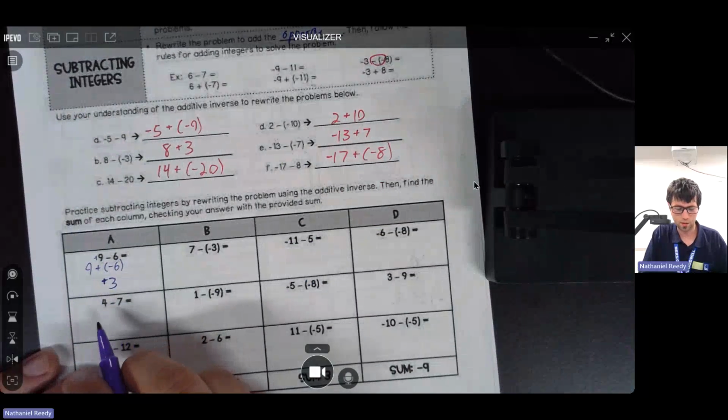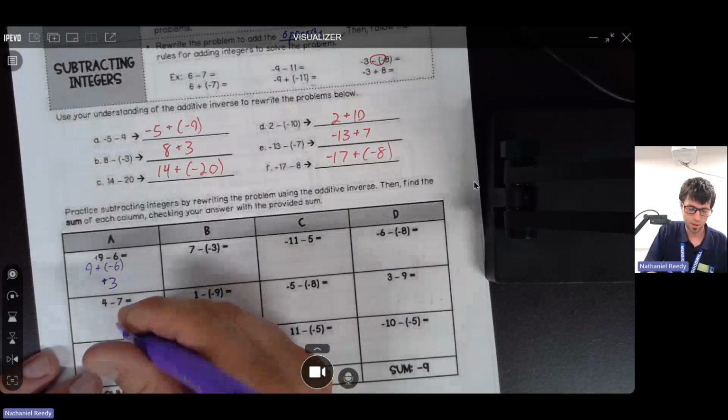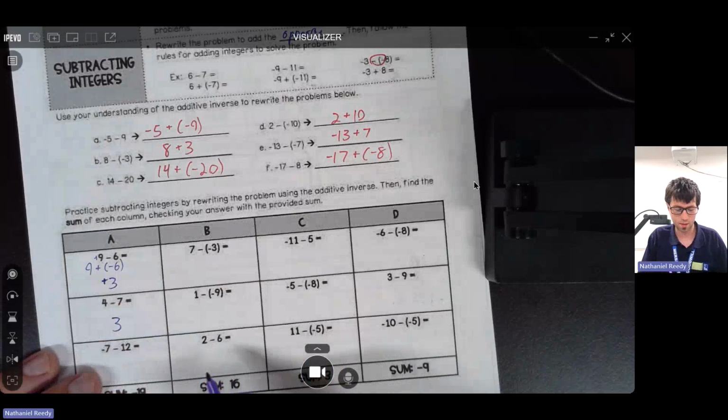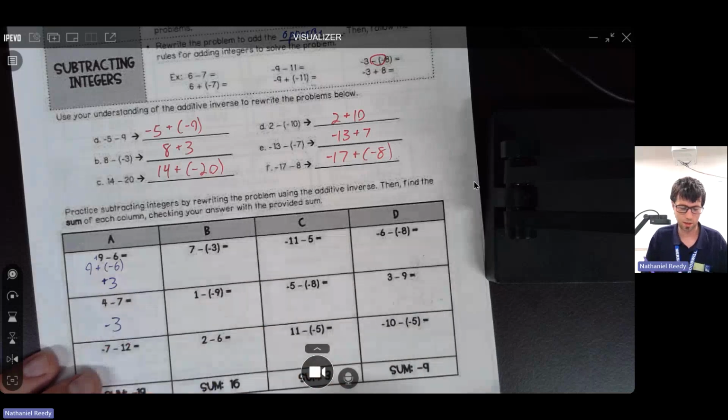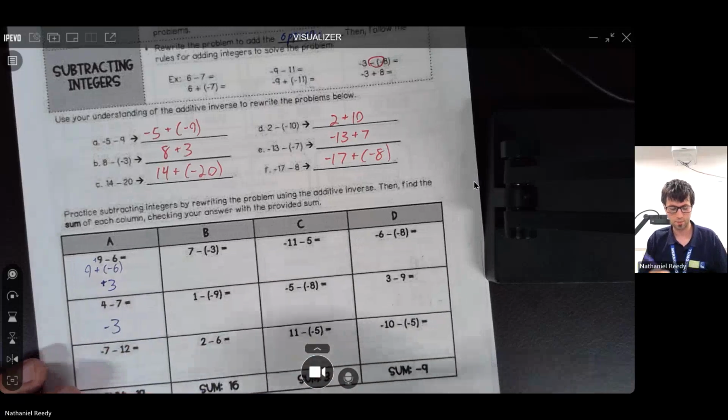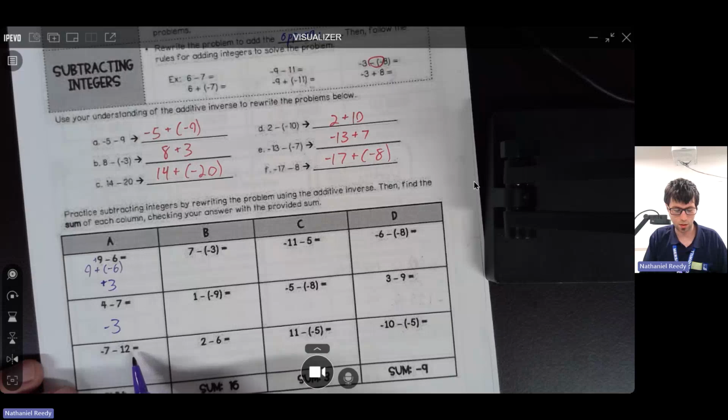4 minus 7, okay. I'm going to subtract 7 minus 4. That's 3. And I take the sign of the number with the biggest value. So 7 is bigger, I take that number. Negative 7 minus 12.